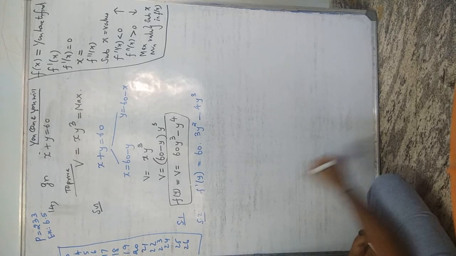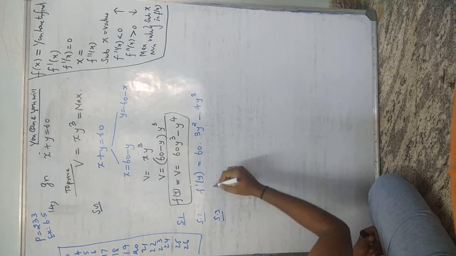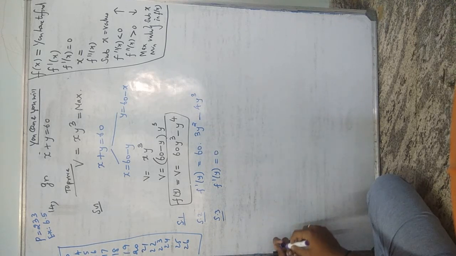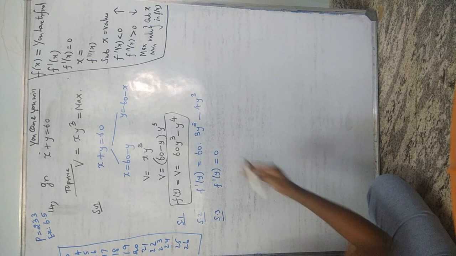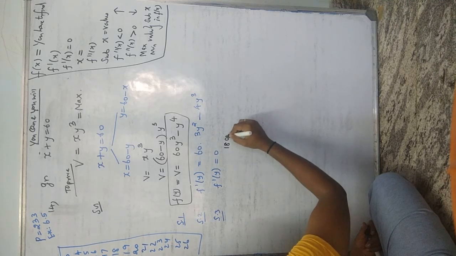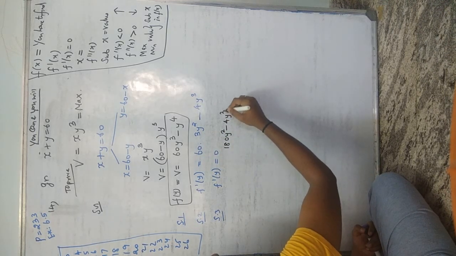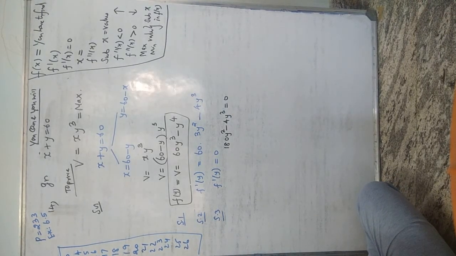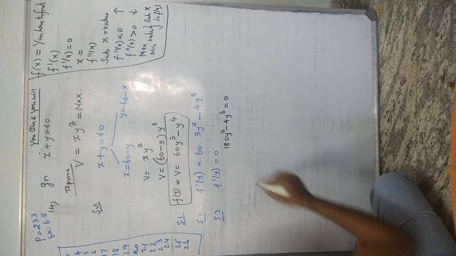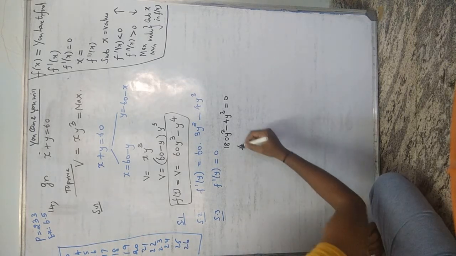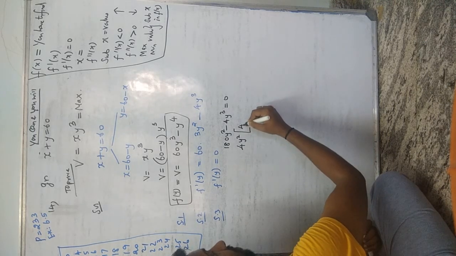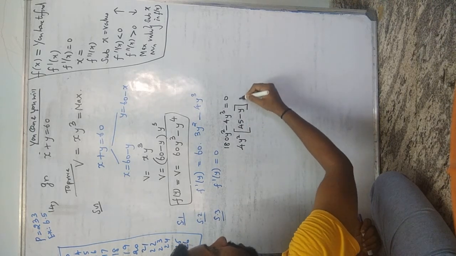Okay. Now step number 3: put f dash of y equal to 0. So what will come? f dash of y equals 0. What do we have for f dash of y? 180y square minus 4y cube equals 0. What can be common? Take 4 as common, and y square as common. Taking 4y square common, you will get 45 minus y equals 0.